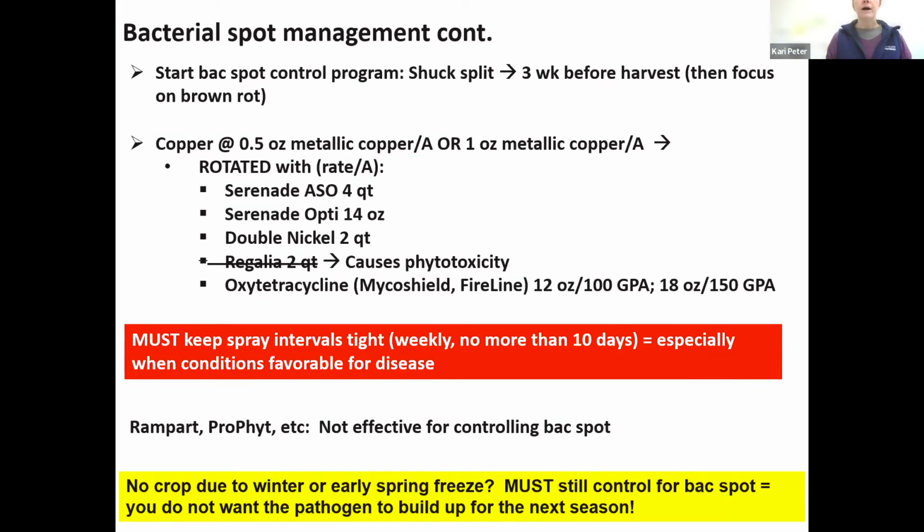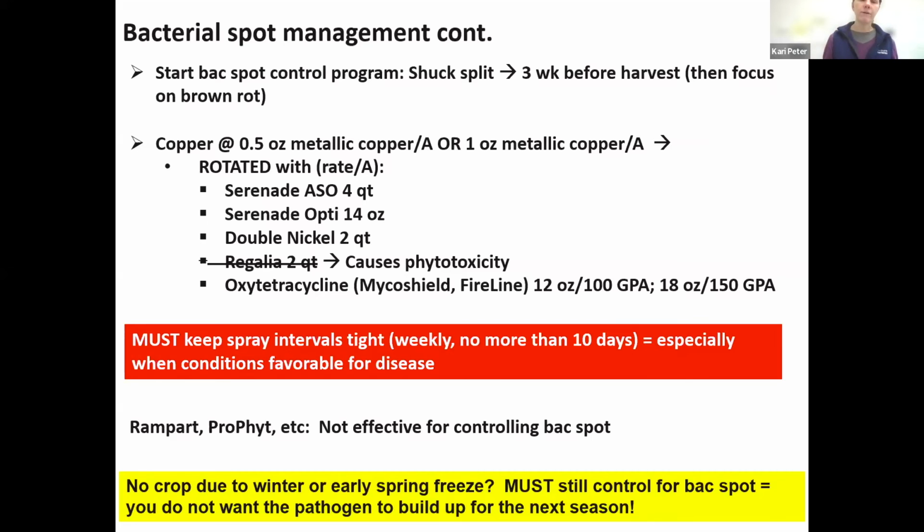Rampart and Phostrol and subsequent products in that family, I've not observed any efficacy with those. Regalia, I forgot to mention, I've seen phytotoxicity with Regalia that does drop leaves. So I'm taking it off of my recommendation list because I've tested that several years in a row and I'm a little concerned by the phyto issues. It's just as bad as copper, and I'm not sure I'm getting any disease control with it. So just an FYI on that.